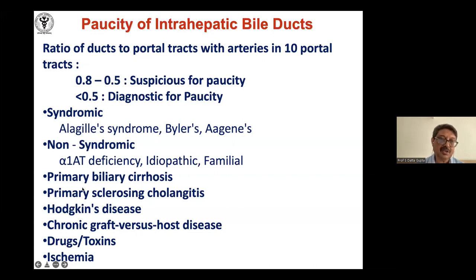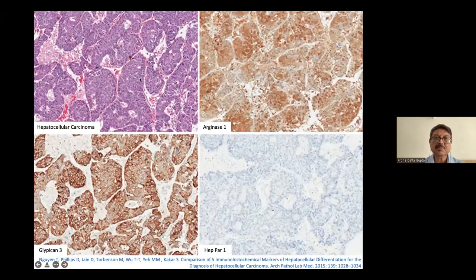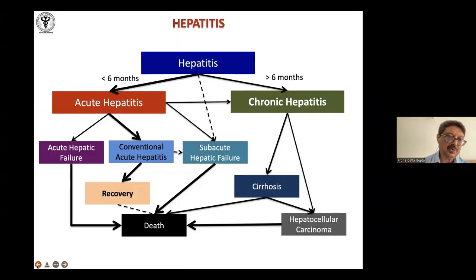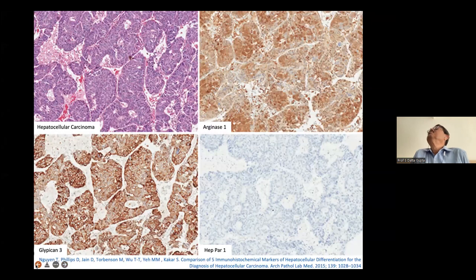There are various causes. One is Alagille, which is syndromic. Non-syndromic, you can get it in alpha-1 antitrypsin deficiency, biliary diseases of long standing, Hodgkin's disease, chronic graft-versus-host disease, and so on and so forth. The other immunohistochemistry stains you can do are arginase 1 and glypican 3, which are helpful in identifying HCC. So with this, we'll take a small break and then we'll do a few cases.